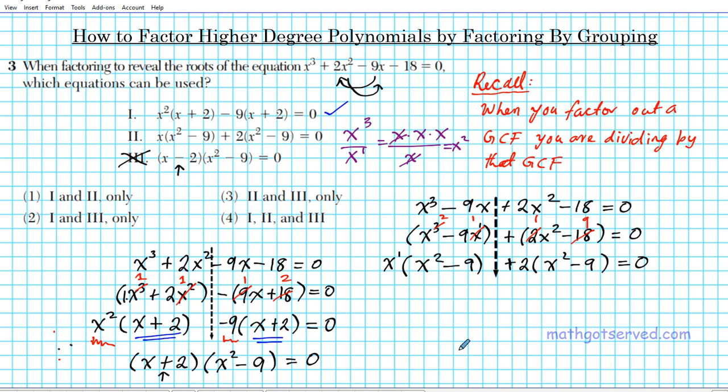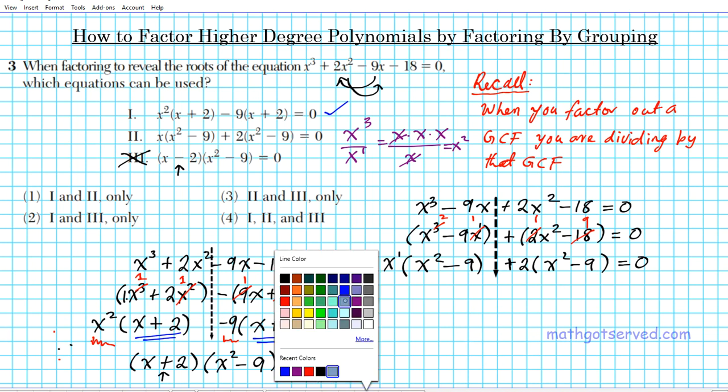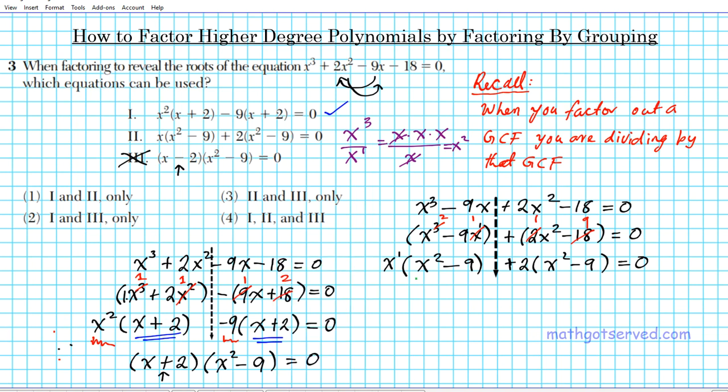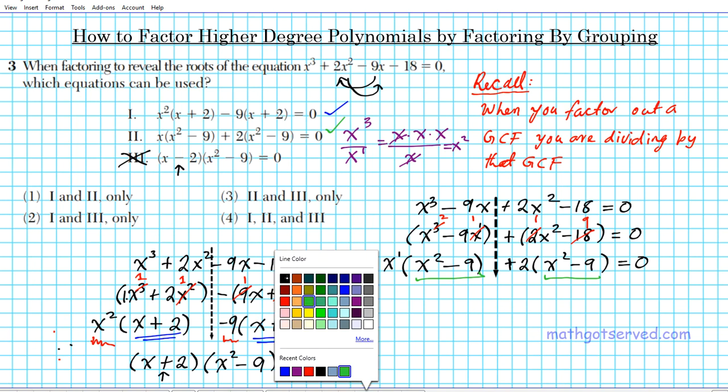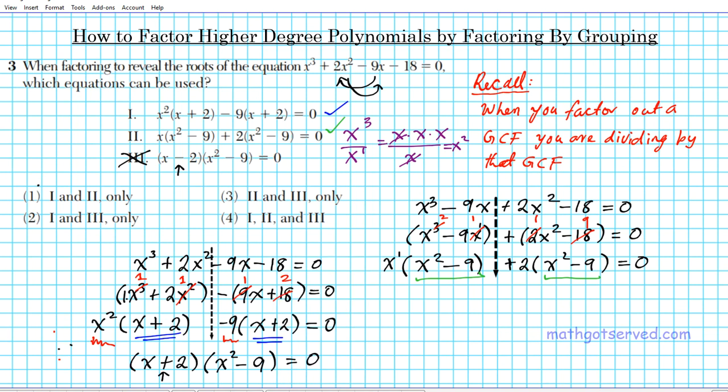Alrighty, so here we freeze and check again and ask ourselves, the quantities in the parentheses, are they identical? They are, so that shows that our factorization process is accurate. Now let's see if we have a match here. x times x squared minus 9 plus 2 times x squared minus 9. Option number 2 is absolutely correct also. It can be used to reveal the roots of this equation right here. Alright, so the answer to this question is option number 1.